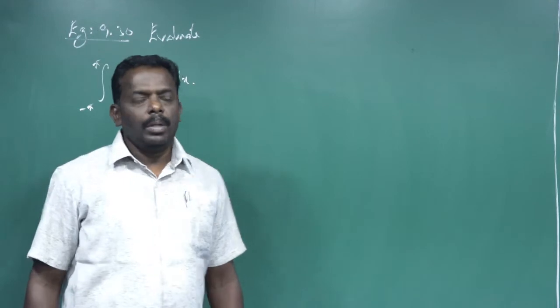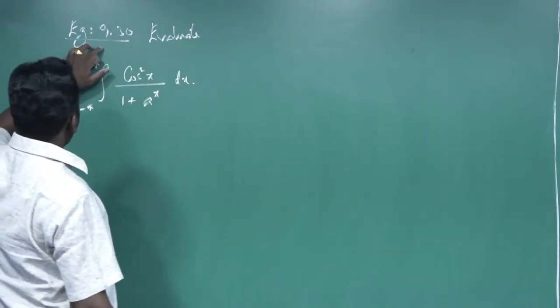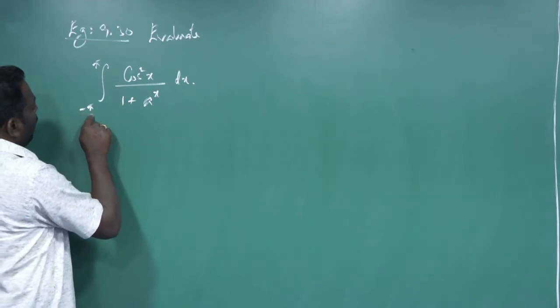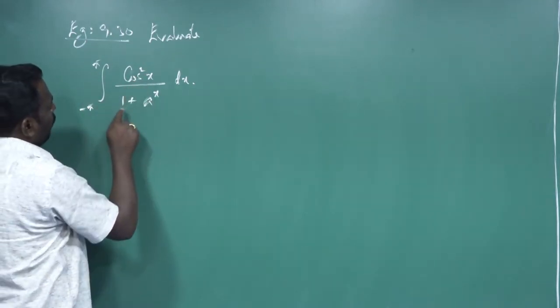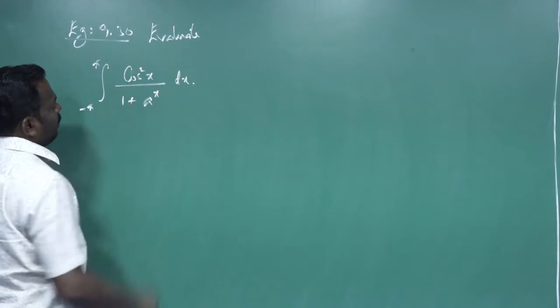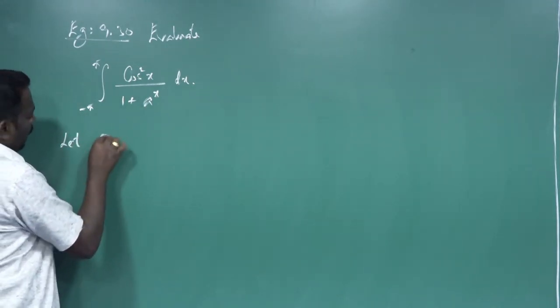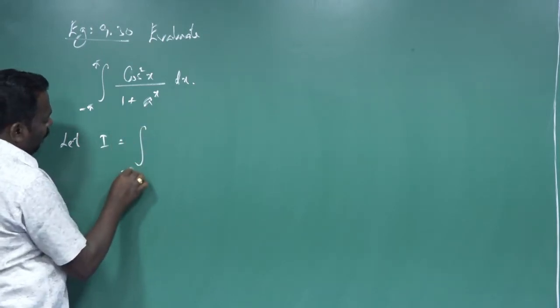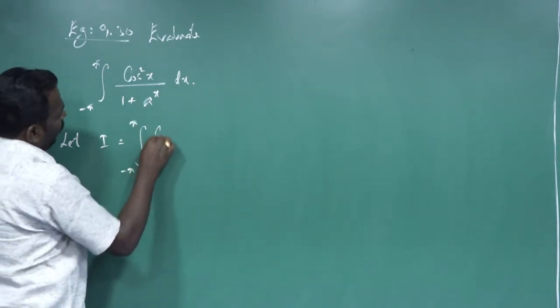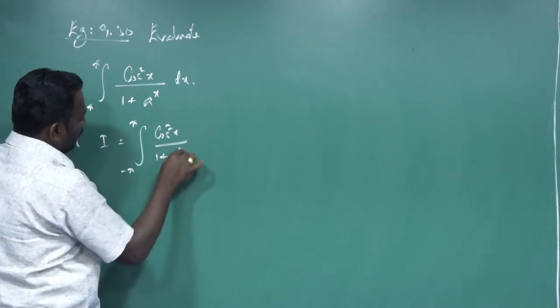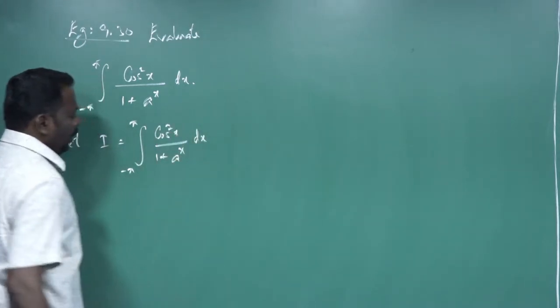Come to the next example. Example number 9.20: evaluate the integral from minus pi by 2 to plus pi by 2 of cos square x by 1 plus a power x into dx. First, let us consider I equal to the given integral from minus pi by 2 to plus pi by 2 of cos square x by 1 plus a power x into dx.